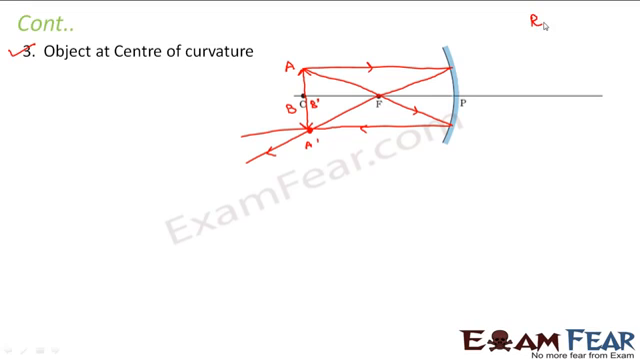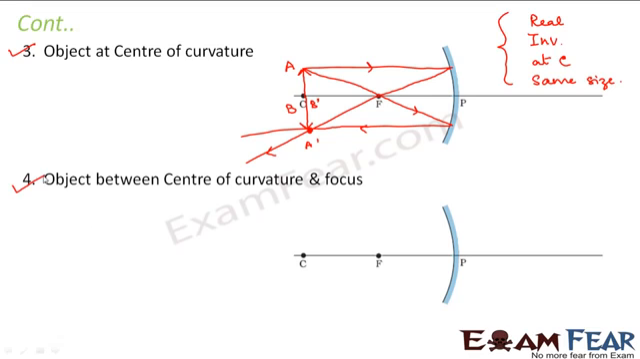So what is the nature of this image? It is again real because the rays are actually meeting at this point. It is again inverted, right? What about the location? The location is the center of curvature. That means if the object is located at the center of curvature, the image will also be formed at the center of curvature. And what about the size? If you look at it, the size of the object and the image are comparable. That means they are almost of the same size. So this describes the nature of the image formed when the object is at the center of curvature.